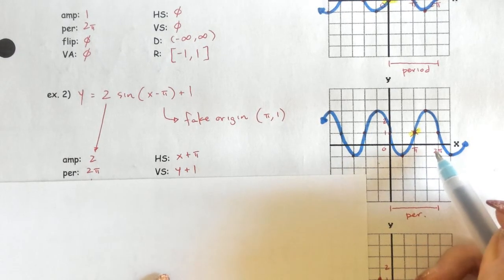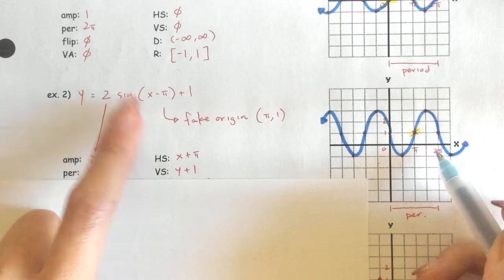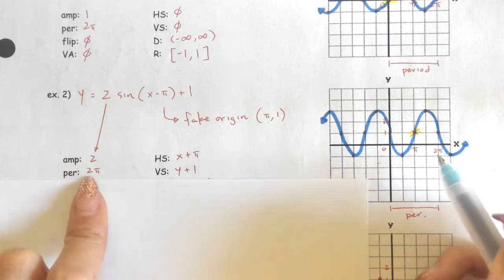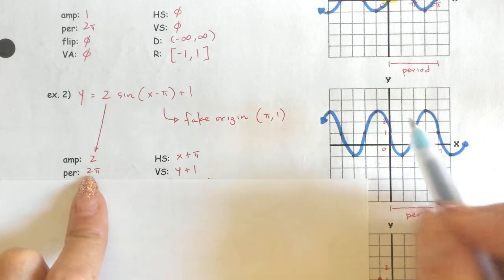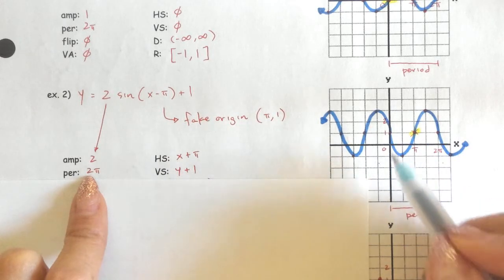Why do I put 2 pi here? Because that's my period. Why is that my period? Because my period is 2 pi over b. b is 1. Okay? So I start my period, and then I label this, and then I label my numbers up and down. So at least one number. You got to label at least one number.